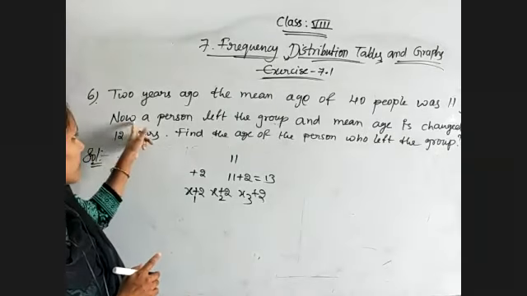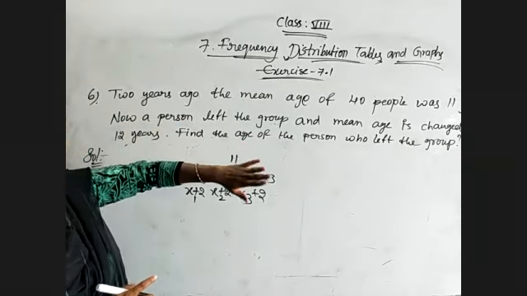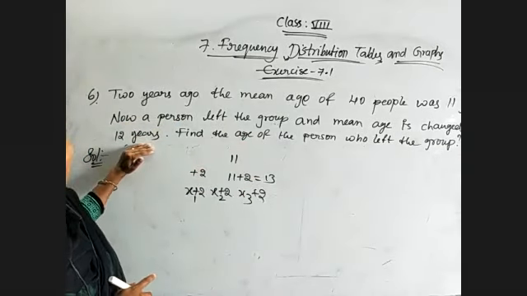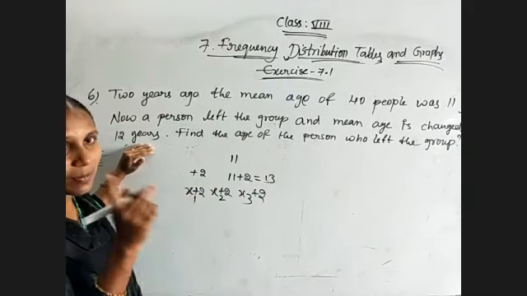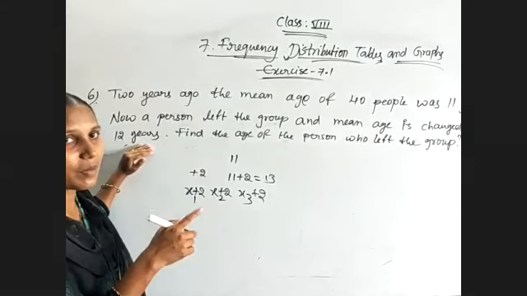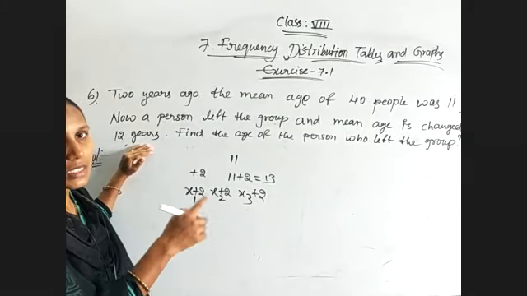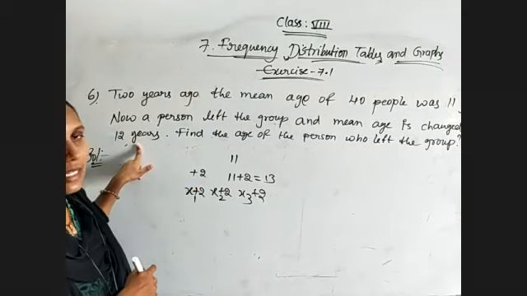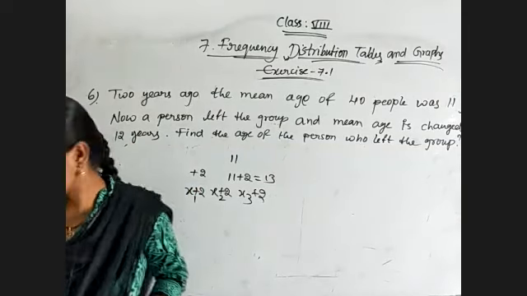After that, now a person left the group and the mean age will be changed to 12 years. So one person left from 40 people means 39. So the sum of the remaining people will be equal to sigma x, which is 39 into 12. Okay, so we will see the simplification.